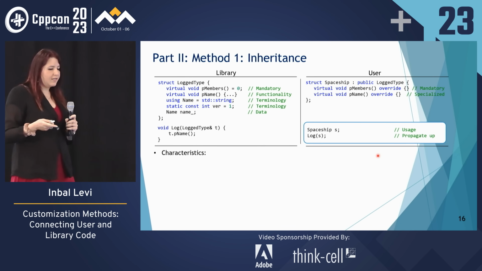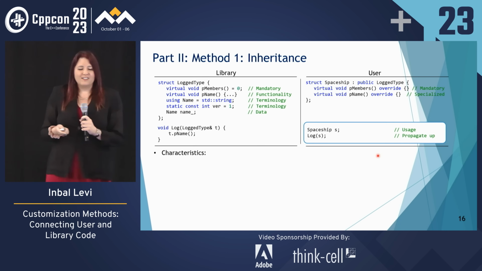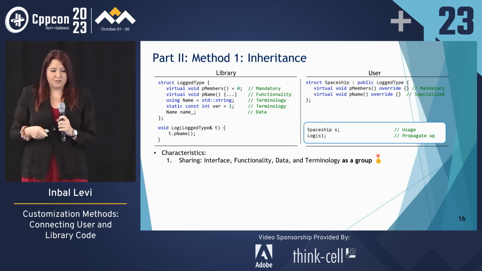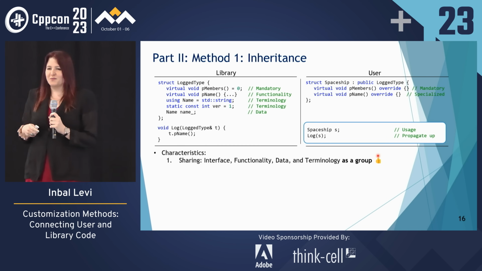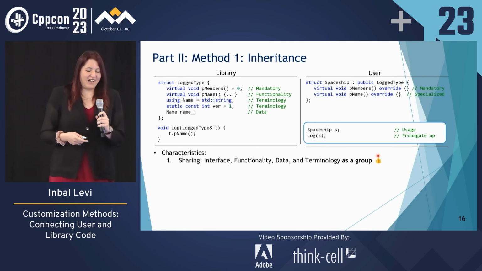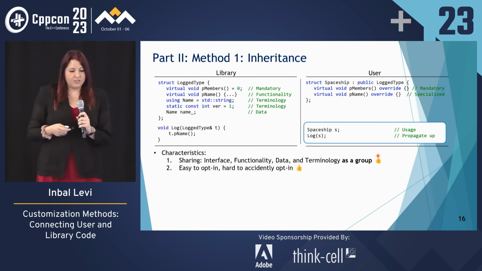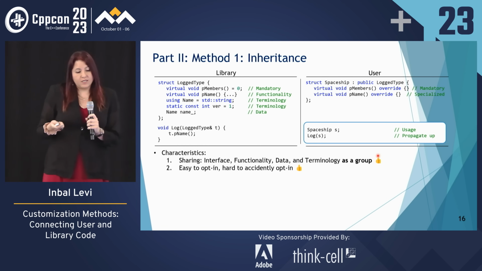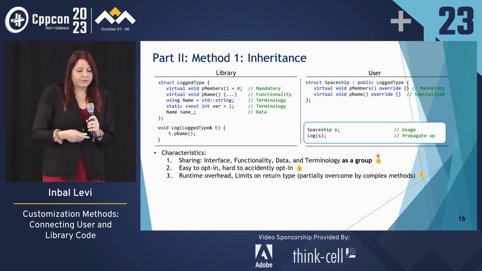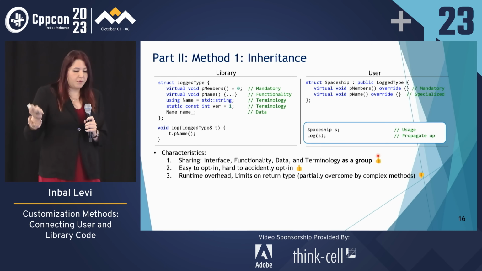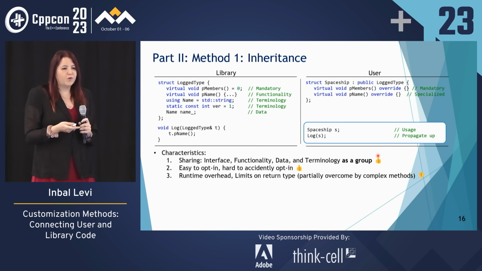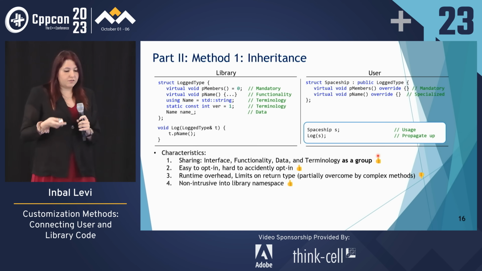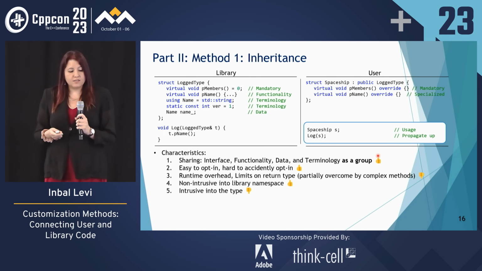Now, throughout the presentation, I'm going to talk about the characteristics of each method. And again, I think that inheritance is a really strong candidate in this aspect. By the way, I'm going to ask for a show of hands for your favorite customization point methods, so I hope you take notes. We're able to share interface functionality, data, and terminology as a group, which is important. And it's easy to opt in. It's hard to accidentally opt in. We know we can override, etc. We know what we need to opt in to. And it has some limitations, maybe on return type. Covariant return type can solve this, but I don't want to go into all the details of the different ways of doing this. But it's definitely interesting that there are a few variants, and it's non-intrusive into the library namespace, but it is intrusive into the type.